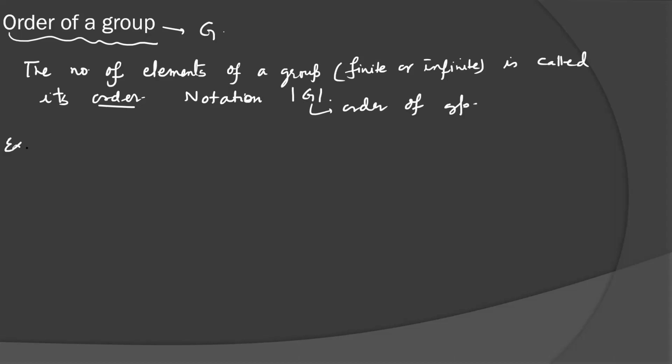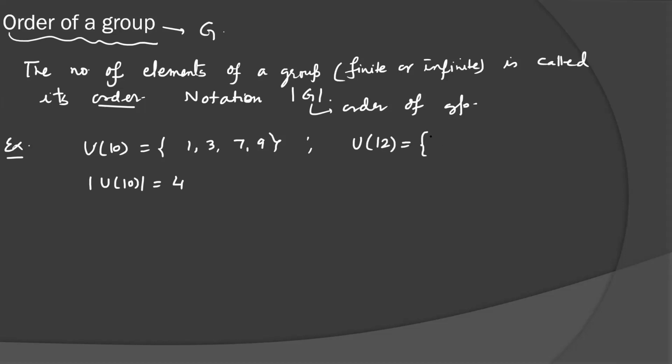So for example, if you take the group U10, that will be 1, 3, 7, 9. So what is the order of U10? There are only 4 elements, so the order of U10 is 4. Can you tell me the elements in U12? Relative prime to 12: 1, then 5, because 2, 3, 4 have GCD 2, 3 and 4 respectively, then 7, and then next will be 11. So these are the elements of U12. You can see that.